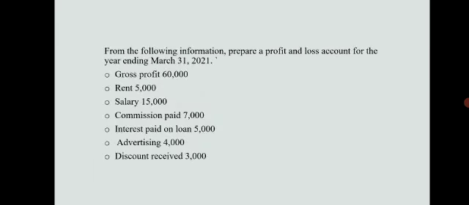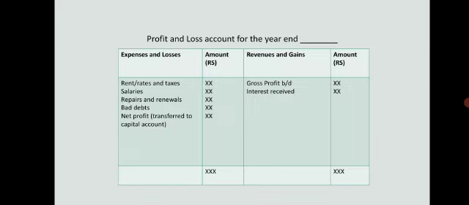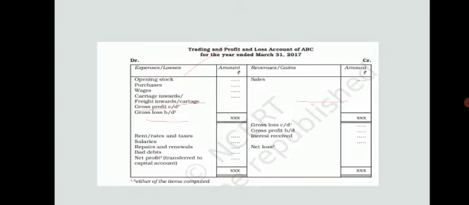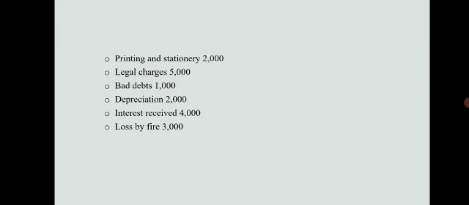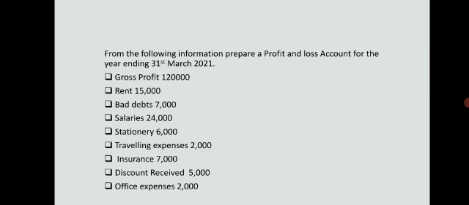By following the format of the profit and loss account, you classify the expenses and losses and the revenues and gains, item by item, one by one. Enter all expenses and losses and revenues and gains, and then find out whether your problem gives you a net profit or a net loss.